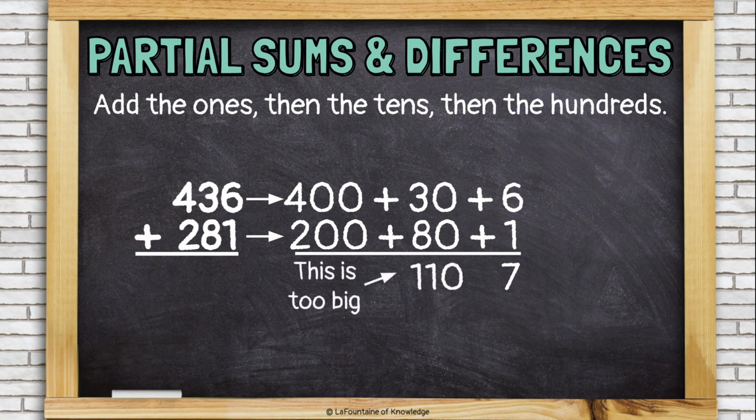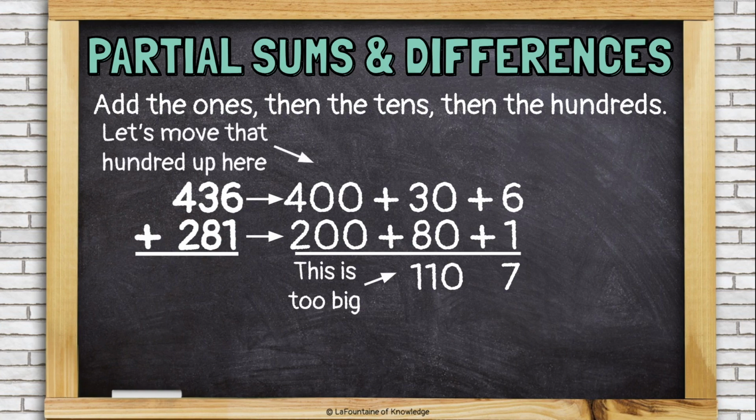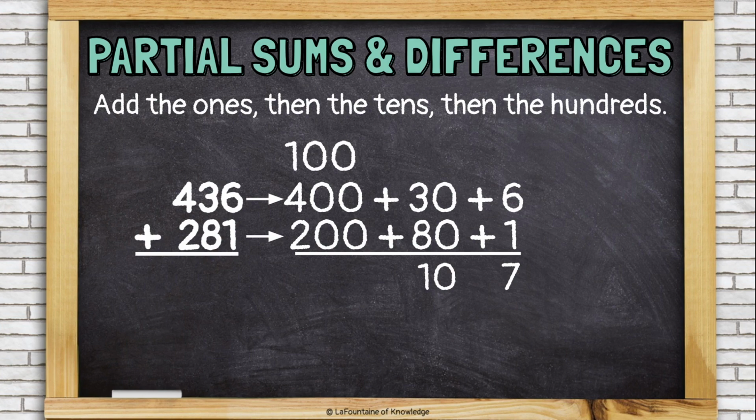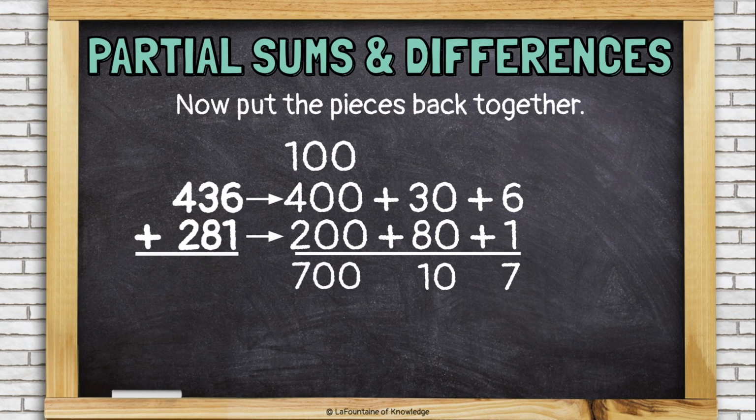This is too big. Let's regroup. I will move 100 over here to be with the other hundreds. That leaves 10 beneath the tens place. And finally, let's add all those hundreds together. 100 plus 400 plus 200 is 700. The last step is to put the pieces back together. 700 plus 10 plus 7 is the number 717.